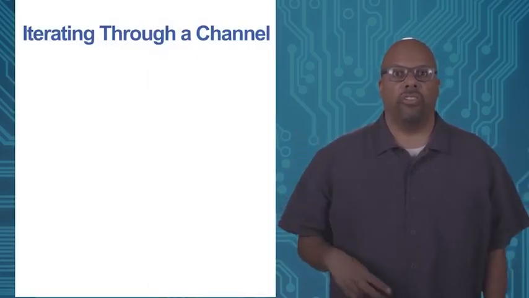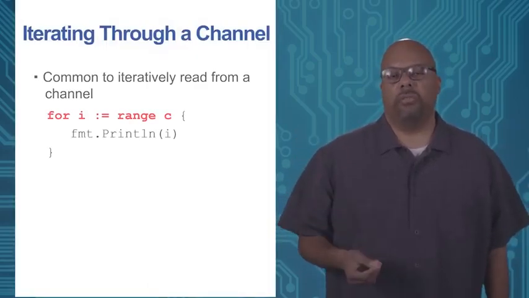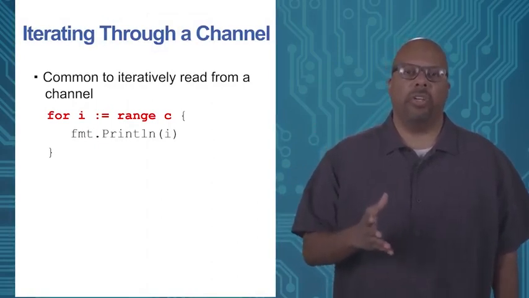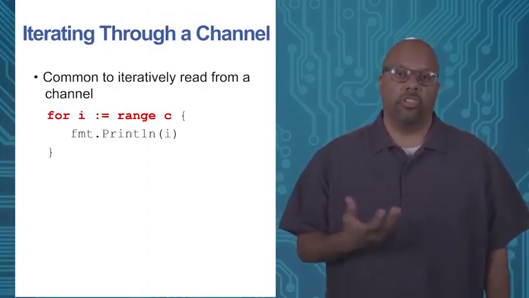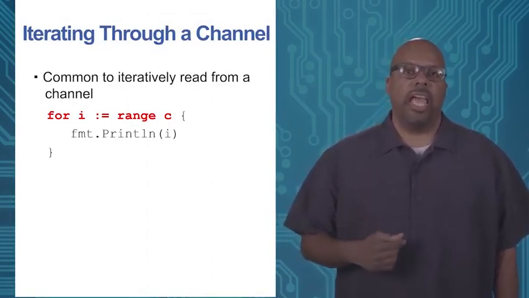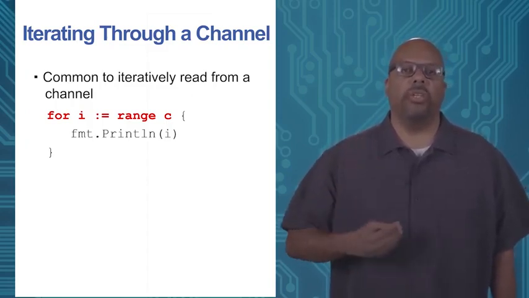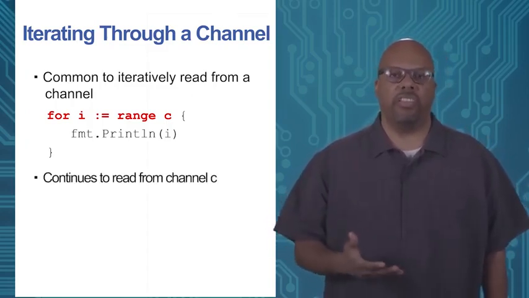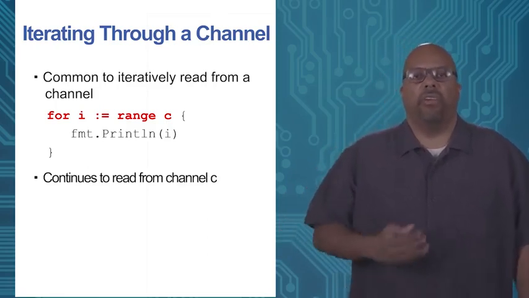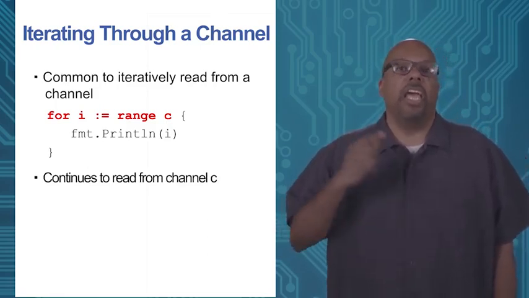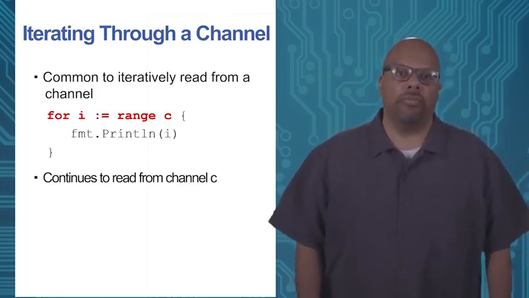So a common operation on a channel is to iterate through the channel, so iteratively read from the channel. This would happen in a scenario where you had a producer and consumer. The consumer is receiving from a channel, and it just wants to continually receive data from the channel and then process it in some way. Very common scenario. Receive data, process, and you just continue as long as the code is running.